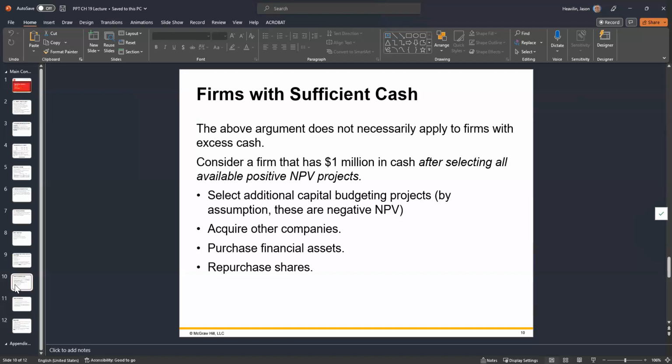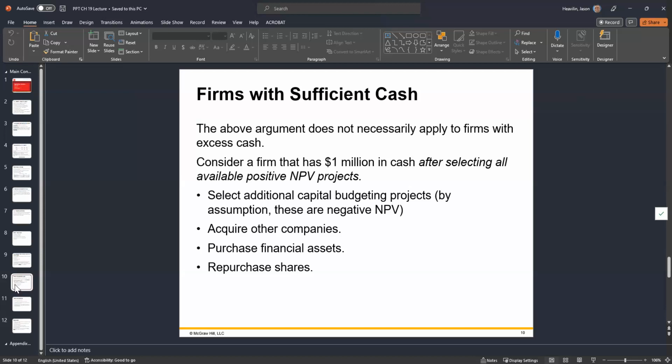Consider a firm that has $1 million in cash after selecting available positive NPVs. So they still have cash and nowhere to put it. They can select additional capital budgeting projects. By assumption, these are negative NPVs. You don't want to do that.